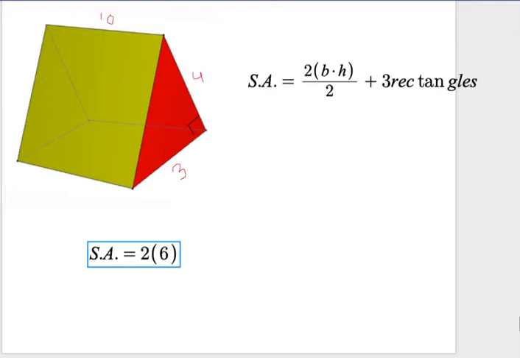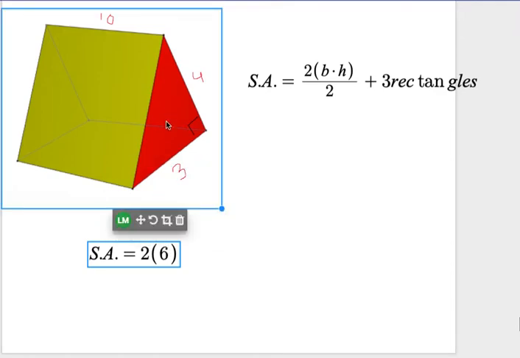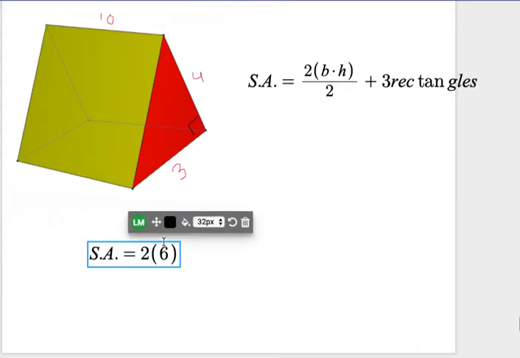Okay, and that's finding the area of that. 6 is the area of this one triangle, and I'm timesing by 2, that's giving me the one behind. Okay, now I'm going to put a plus. All right, now I need to find each of those rectangles.